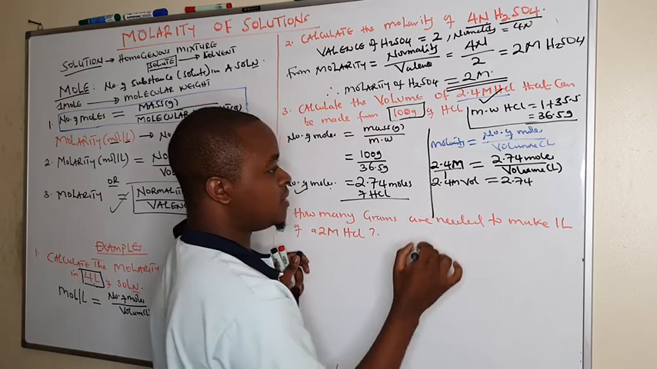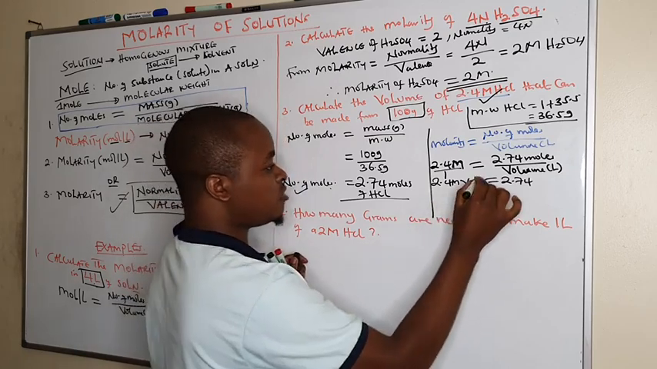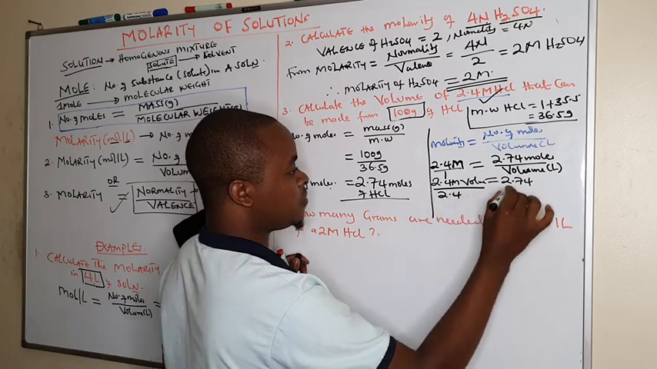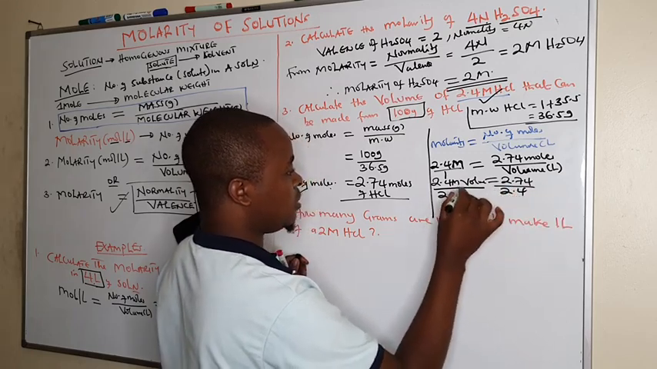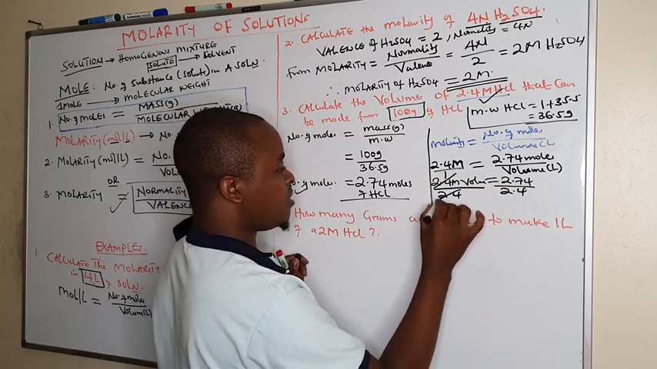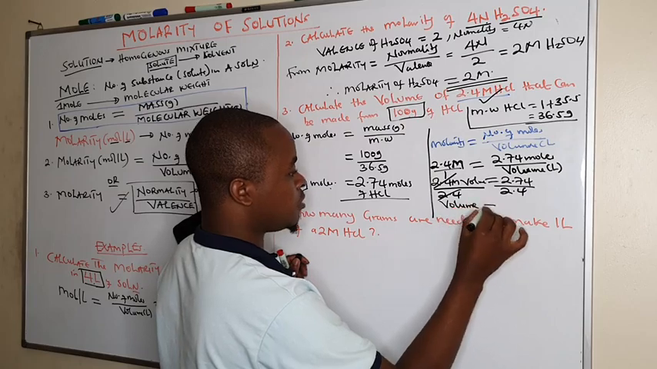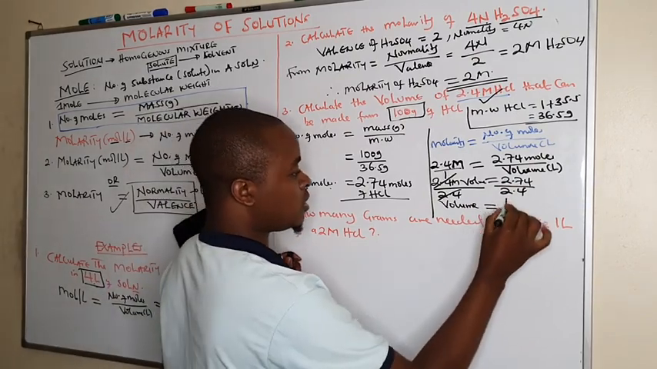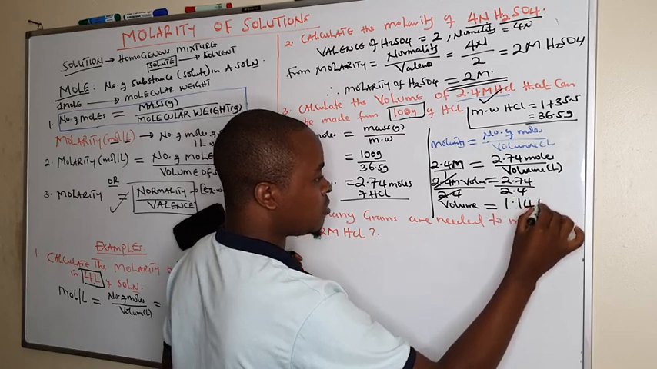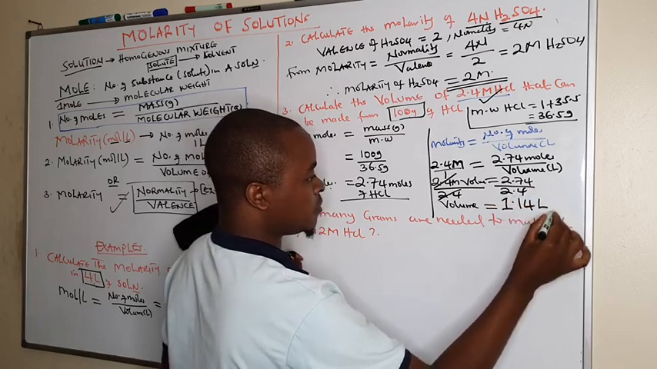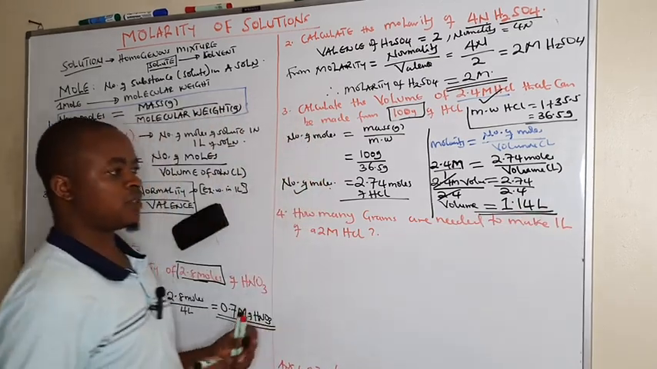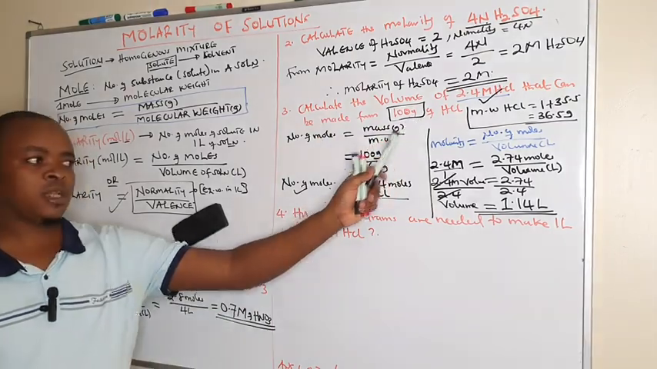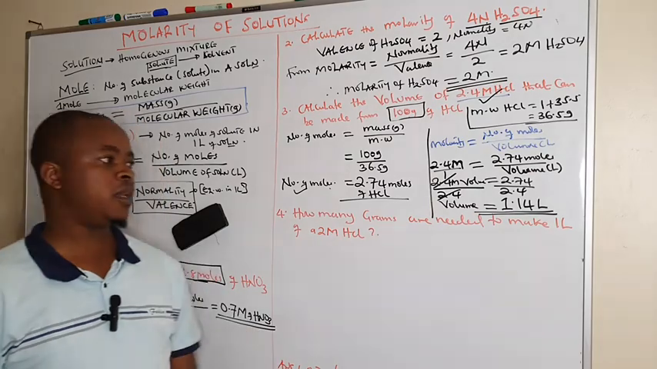Then I divide both sides by 2.4 to make volume the subject of the formula. This one goes with this, and I remain with volume equaling 2.74 divided by 2.4, we get 1.14 liters. So this becomes the final answer. Because they wanted us to calculate the volume, the volume is 1.14 liters.